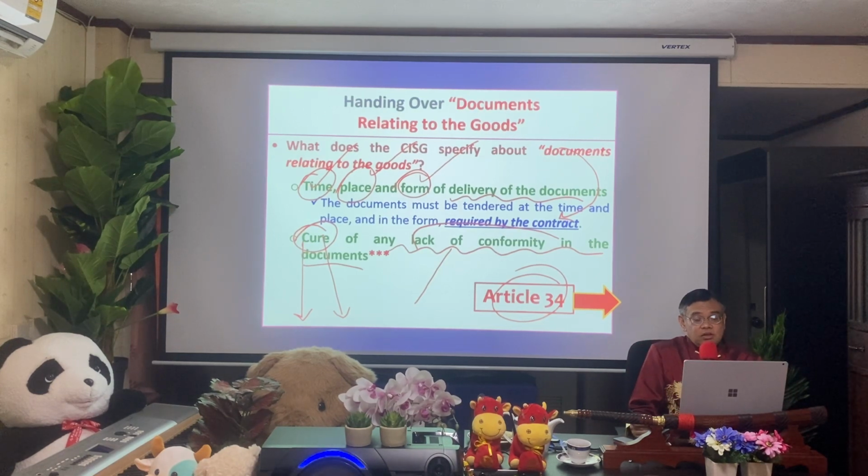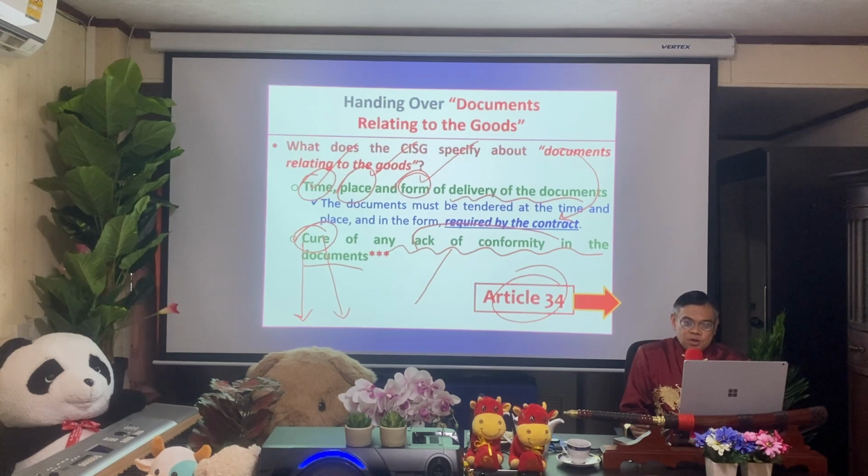When the seller hands over documents which do not conform with the contract, of course that is a breach of contract. If it is a breach, that means it will give rise to remedies on the part of the buyer. In the worst case, the buyer may terminate or avoid the contract. So the CISG does not want the contract to be avoided or terminated easily. The CISG gives the seller a chance to correct the lack of conformity in the documents. We call the correction here cure, the cure of the lack of conformity in the documents.